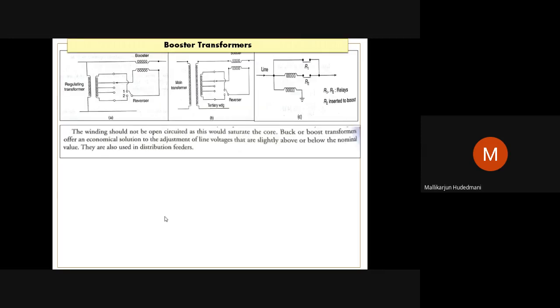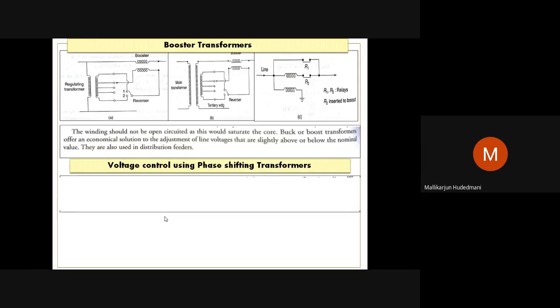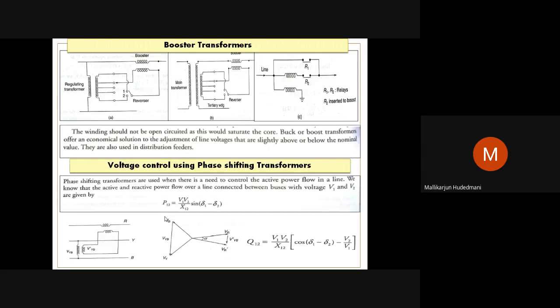Similarly, I have the booster transformer. Another application is the booster transformer. Booster transformer, as we know, boosting means elevating it to a higher value. To understand this, I have 3 diagrams. You can see there in the top line A, B, C. 3 figures I have shown from different books. The first one is single phase. First of all, these are all single phase representations, per phase.